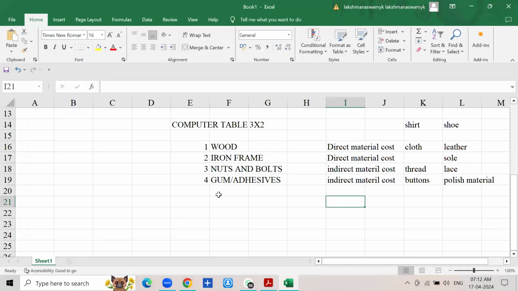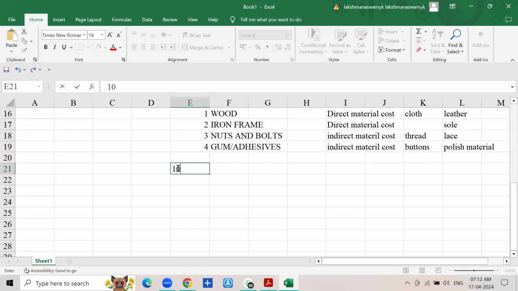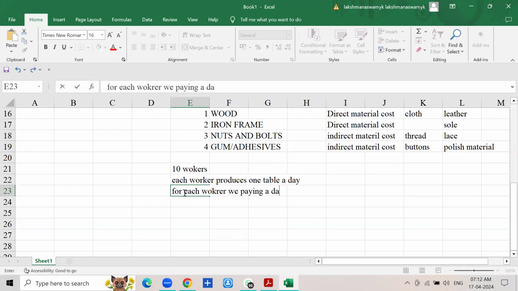Here we have 10 workers in the computer table manufacturing department, and each worker produces one table a day. For each worker, we are paying a daily wage of 350 rupees.